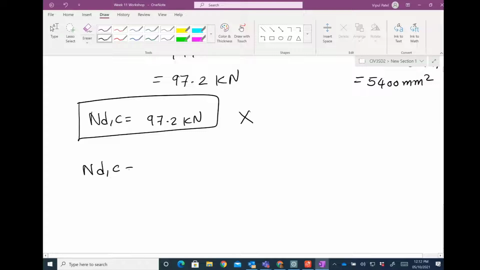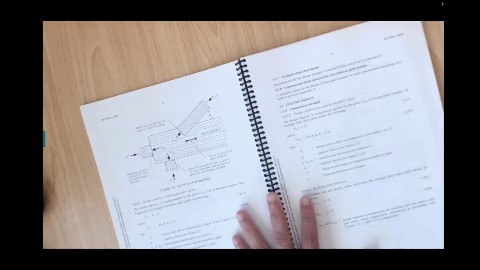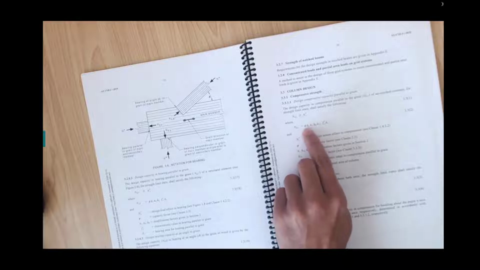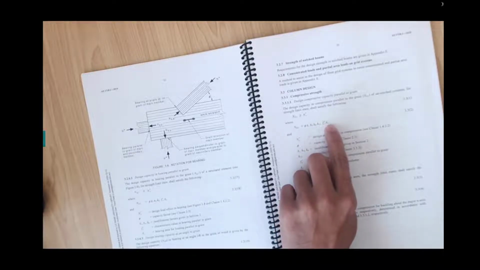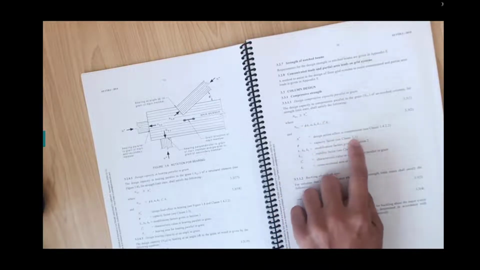So let's start with our example: φ, K1, K4, K6, K12, f'c. Now in this case, this is given in clause 3.3.1.1. I can show it to you again here. That is clause 3.3.1. We have these equations: K1, K4, K6, K12, f'c. Now in this equation φ is the capacity factor, and that is given in clause 2.3.